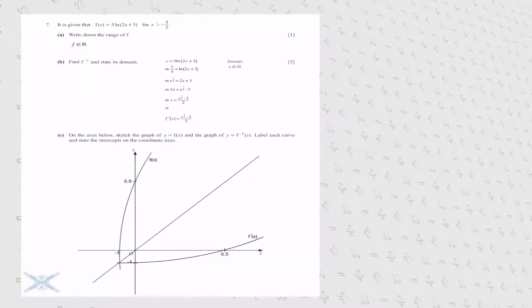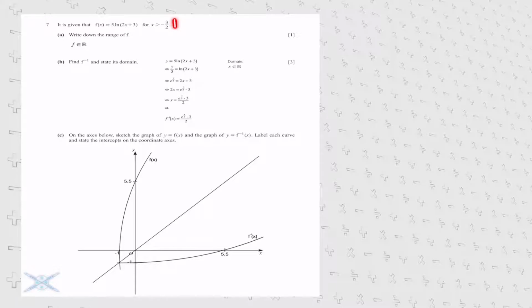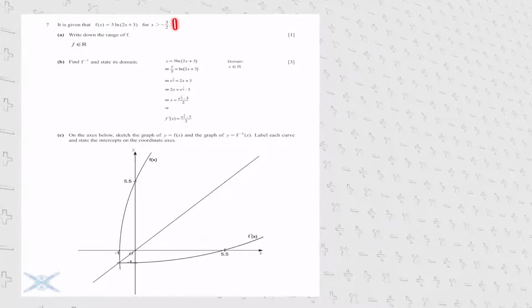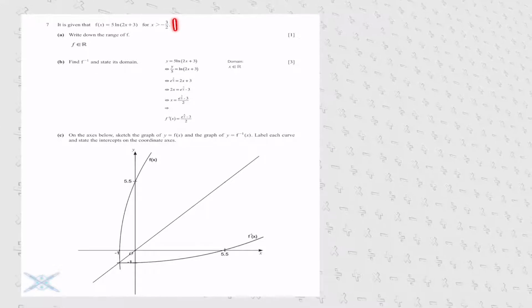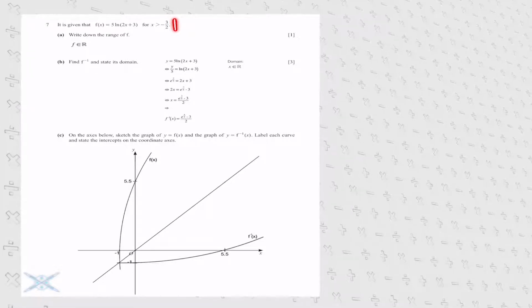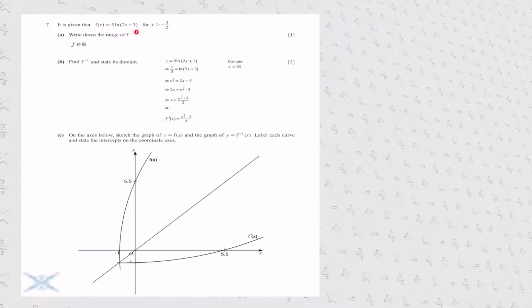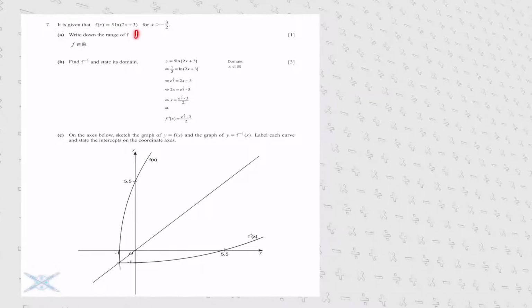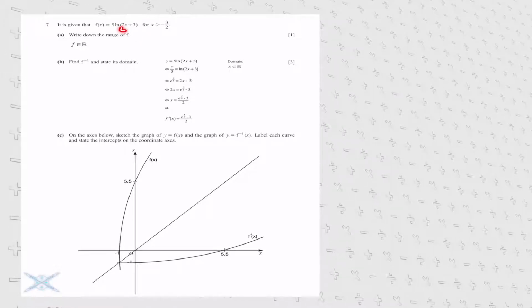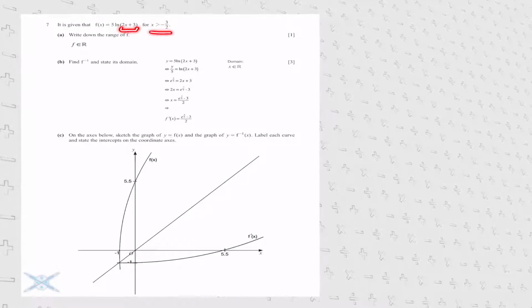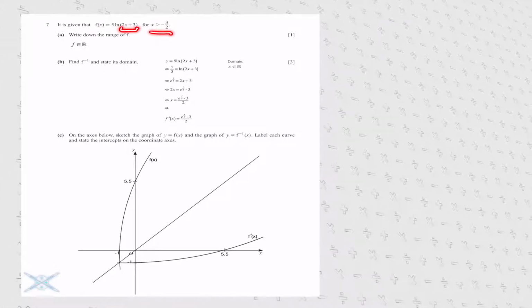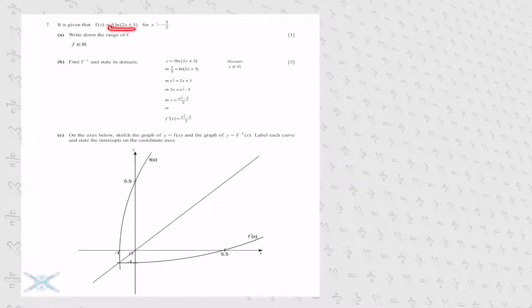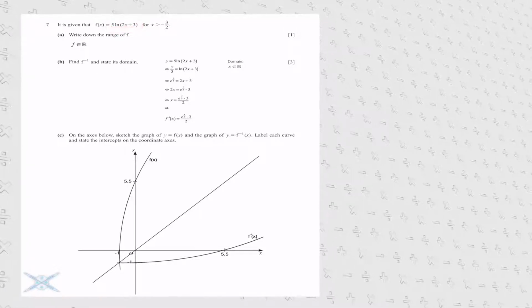Moving on to exercise 7, it is given that the function f of x equals 5 multiplied by the natural logarithm of 2x plus 3 for the values of x larger than -3/2. We are supposed to write down the range of the function. Since the expression within the parentheses can never be negative due to the constraint that x is required to be larger than -3/2, the range for this entire expression will thus be all of the real numbers.